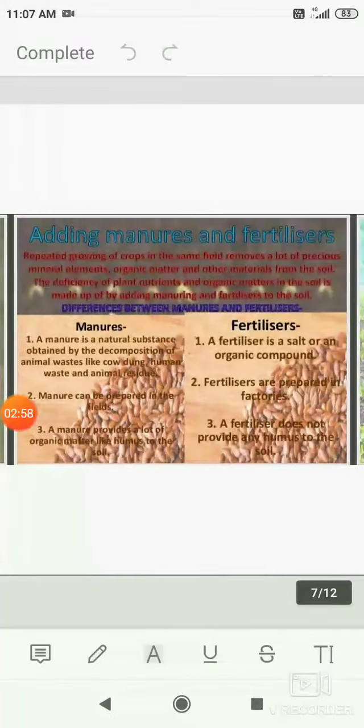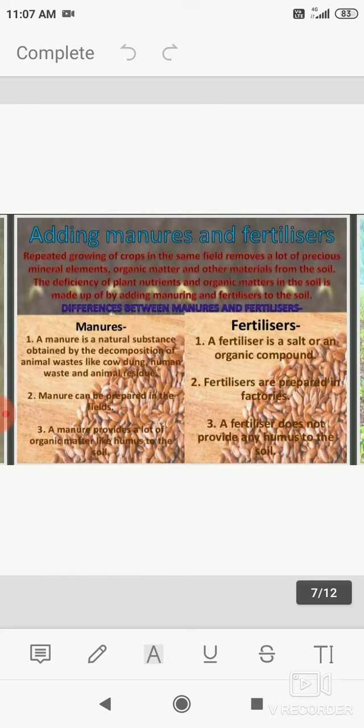Now, adding manures and fertilizers. Repeated growth of crop in the same field removes a lot of precious mineral elements, organic matter and other material from the soil. The deficiency of plant nutrients and organic matter in the soil is made up by adding different manure and fertilizers to the soil.